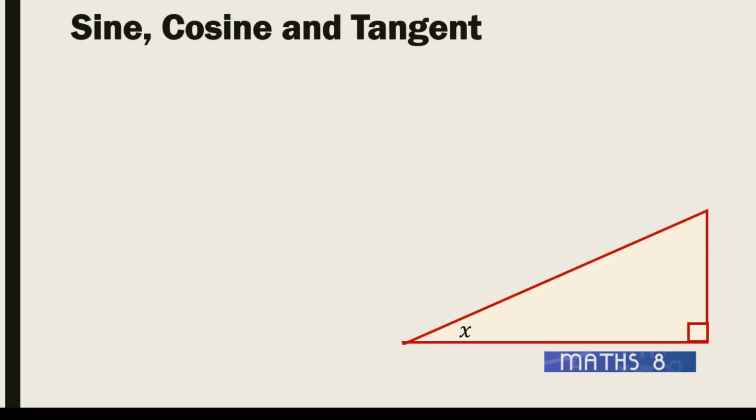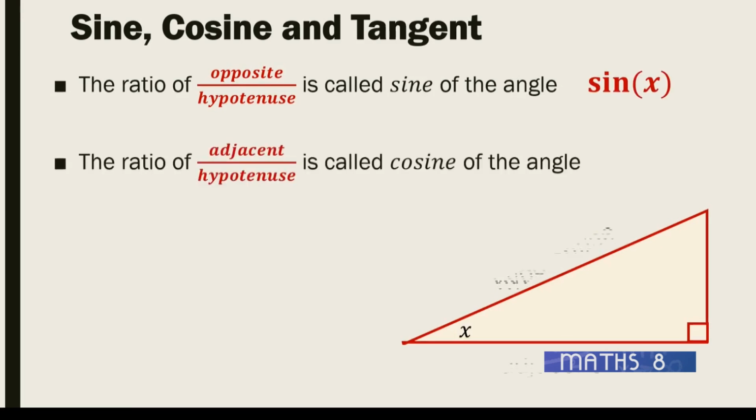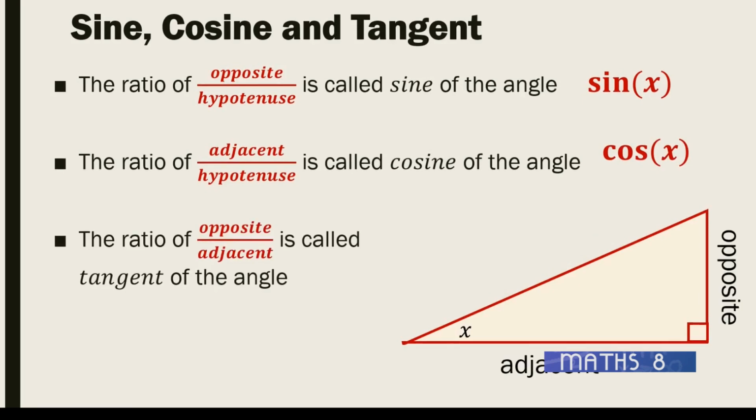We can work out these ratios using functions called sine, cosine and tangent. The ratio of the opposite and the hypotenuse is called the sine of the angle, or sine x. The ratio of the adjacent and the hypotenuse is called the cosine of the angle, or cos x. And the ratio of the opposite and the adjacent is called the tangent of the angle, or tan x.